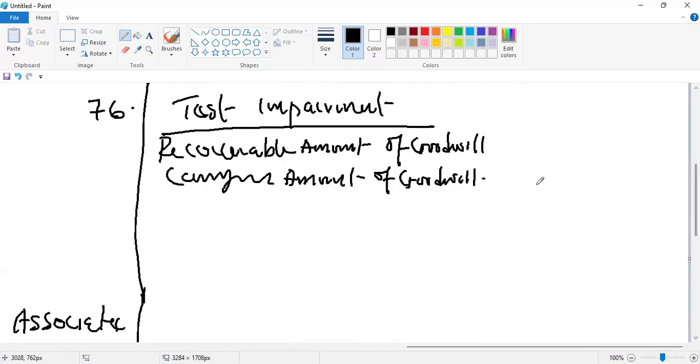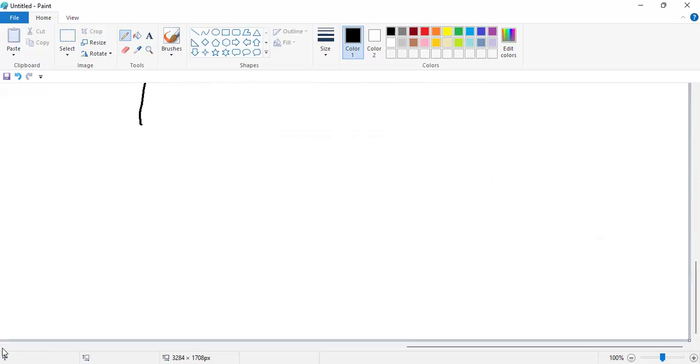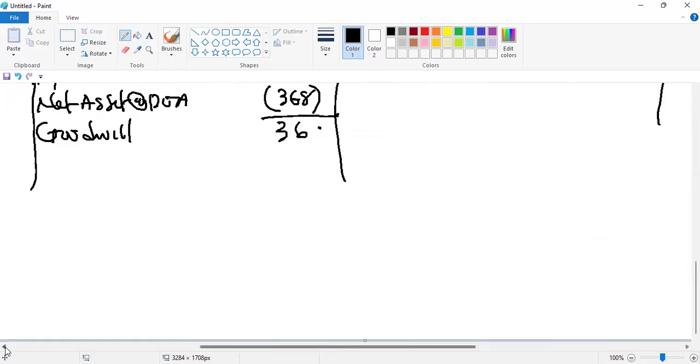Carrying amount is 36 and the recoverable amount is 24. It has impaired. How much is the impairment? It has impaired by 12. Anytime they give you the recoverable amount of the goodwill, compare it with the carrying amount of the goodwill calculated. 12 is the impairment loss, so I will credit the goodwill. Go to the goodwill account and credit my goodwill with 12, and debit impairment.